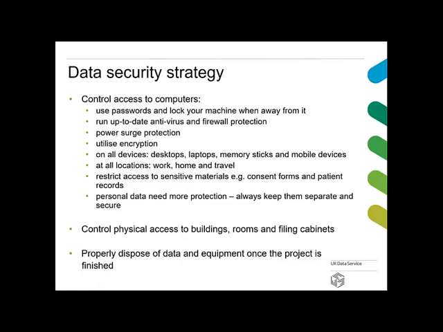Utilising encryption is a really useful tool to protect data, and it should be on all your devices, not just your desktop at work, but your laptops, memory sticks and mobile devices. It should be on your computers at home and any time you move these to travel. Where there are sensitive materials, these should be restricted access. If they're on a computer, they should be in a restricted folder, or if they're on paper, they should be in a locked filing cabinet. The thing to remember is that personal data need more protection, so they should always be kept as securely and as separately as possible.